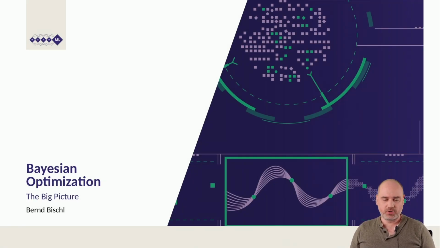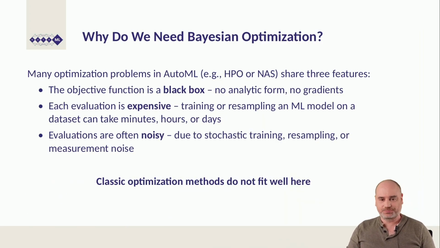Hi, and welcome to our new chapter on Bayesian optimization. Here in this first part, we'll take a look at the larger picture of Bayesian optimization. I'll try to motivate the method before we start with the technical details. So, why are we actually interested in Bayesian optimization?